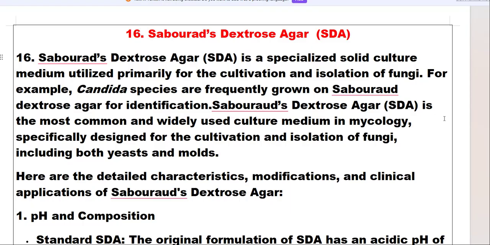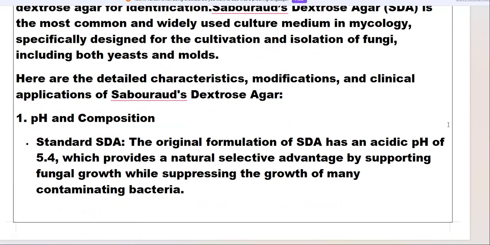Here are the detailed characteristics, modifications, and clinical applications of Sabouraud's Dextrose Agar. pH and composition. Standard SDA, the original formulation of SDA, has an acidic pH of 5.4, which provides a natural selective advantage by supporting fungal growth while suppressing the growth of many contaminating bacteria.